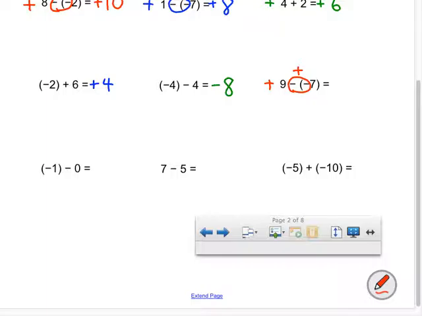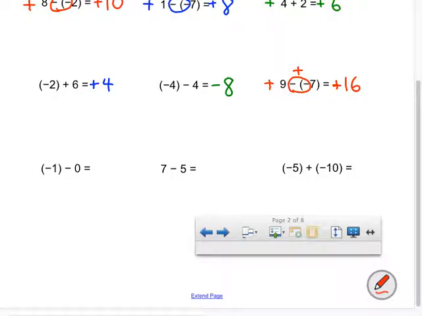What do I do with the numbers? Am I going to take the difference or the sum? They're the same sign, so we're going to take the sum. And so what's that going to be? That's going to be 16. And then what's the sign of my answer going to be? Positive. I'm going to keep the sign that they all share. So it's a positive 16.